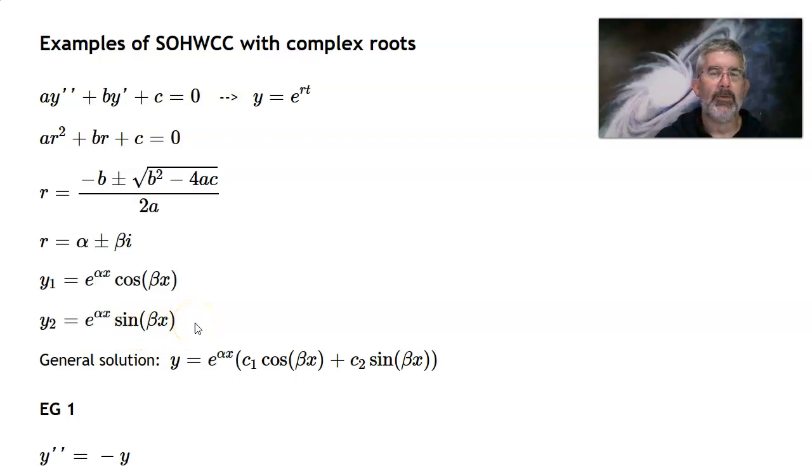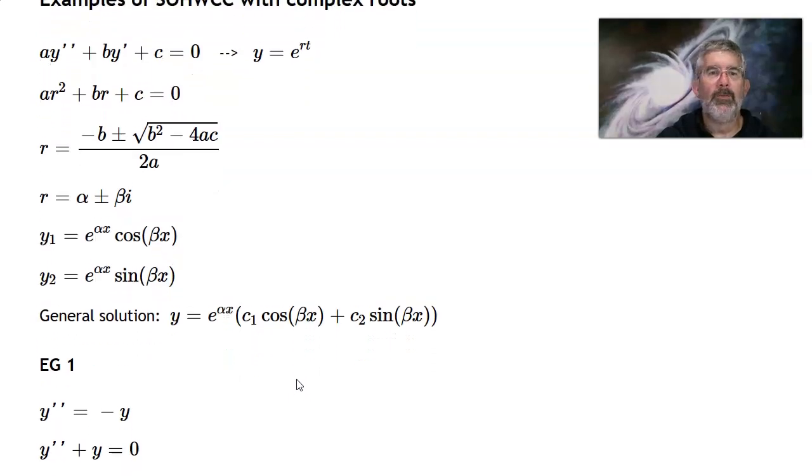two solutions. Now, it occurs to me we never did show that these are independent solutions, but we could take a Wronskian and show that it's not equal to 0. That's all you'd have to do. But anyway, the general solution then looks like this, with the linear combination of those two, where I've just factored out the exponential from both terms. So let's look at our first example.